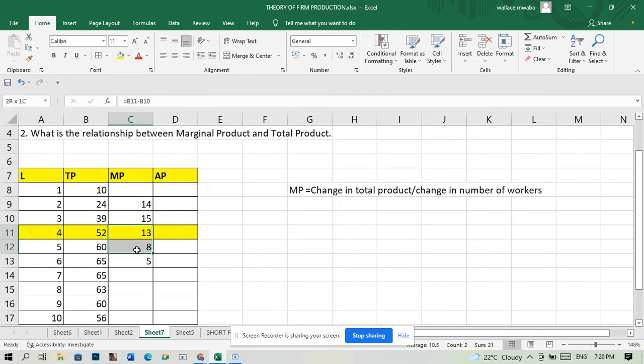What we can see here is our marginal product is reducing. Our total product is still increasing, but our marginal product has started reducing. Let's see what happens with the seventh worker, 65 minus 65. So now with the seventh worker, we do not produce any more additional units. Let's see what happens when we bring in the eighth worker.